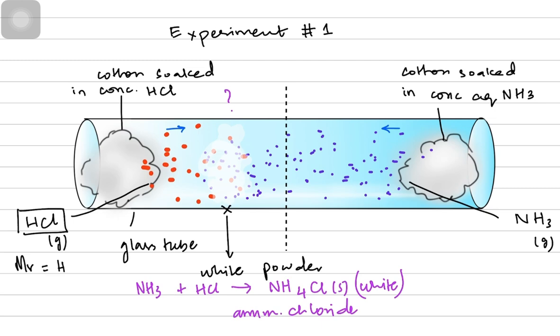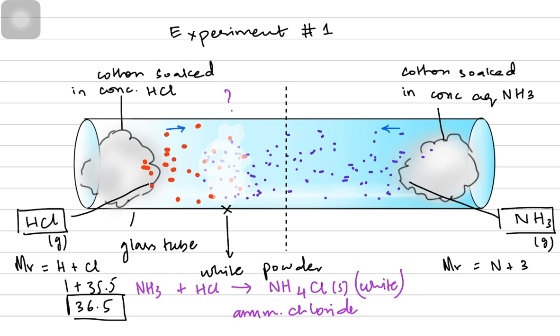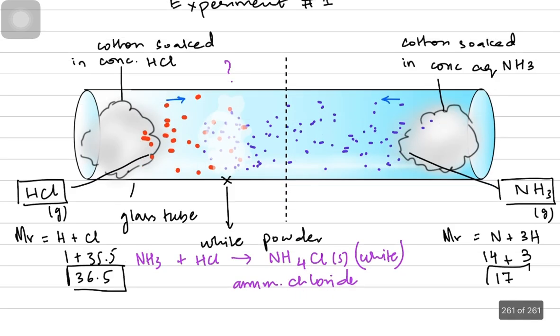See, when you find the molecular mass, HCl has one hydrogen and one chlorine atom. So the molecular mass is 36.5. For ammonia, you have one nitrogen and 3 hydrogen atoms. So when you try to find the molecular mass, it has a mass of 14 plus 3 times 1, which is obviously 17 units. So the mass of ammonia is only 17, but the mass of HCl is 36.5, almost double.